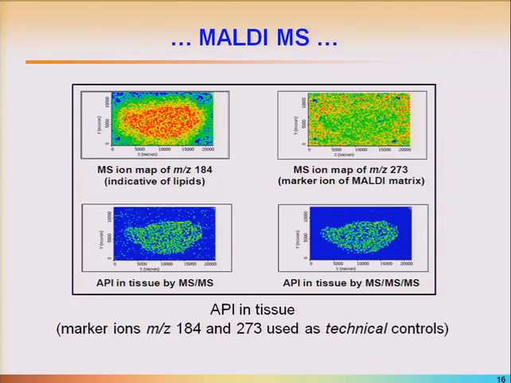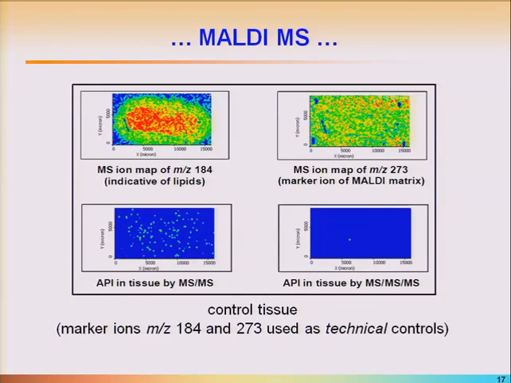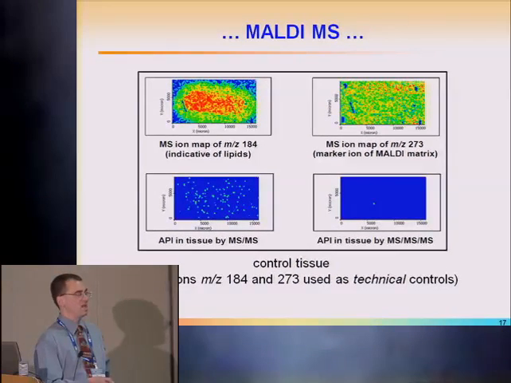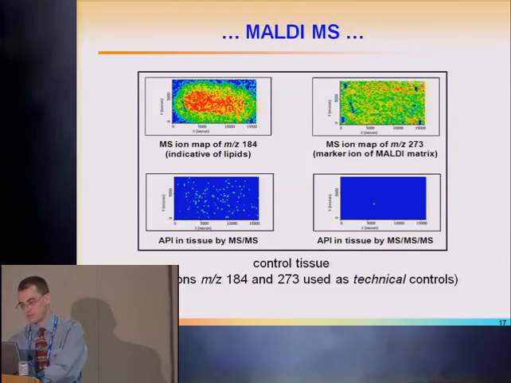So if these two technical controls pass, then we look at the tissue, and here we can see the API and tissue utilizing MSMS on an ion trap. We see a homogeneous distribution, and then we also go to MS to the third to confirm that it's the analyte of interest. Your data are only as good as your control, so what we have here is a control tissue. Again, we image 184, we image the 273, again the marker ions, the technical controls pass, and then doing MS to the second and MS to the third to look at the data.